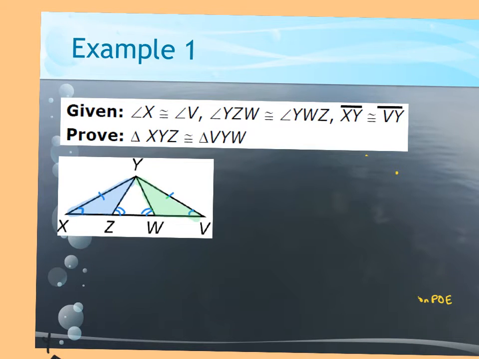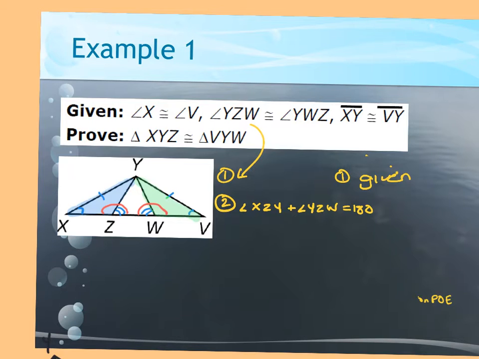We just talked about this, the linear pair postulate, right? These two have to add up to 180. These two have to add up to 180. Then you can set them equal to each other, and then you can subtract off the congruent part. So the given, and then angle XZY plus YZW equals 180. And VWY plus YWZ equals 180. And that's the linear pair postulate.